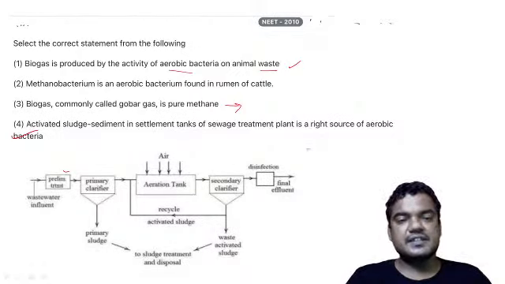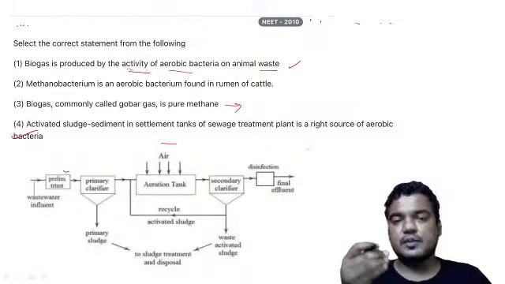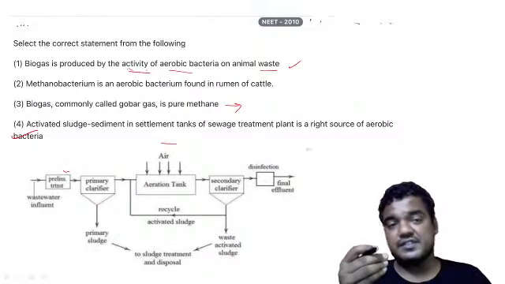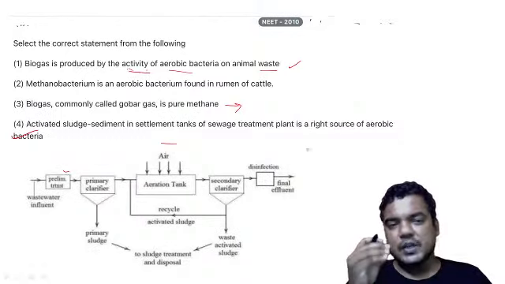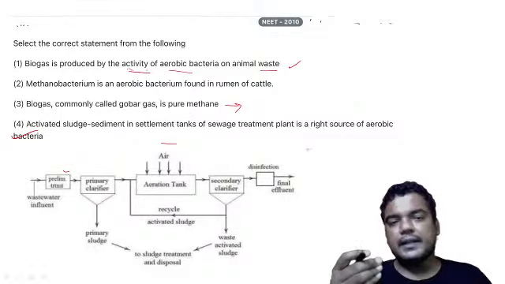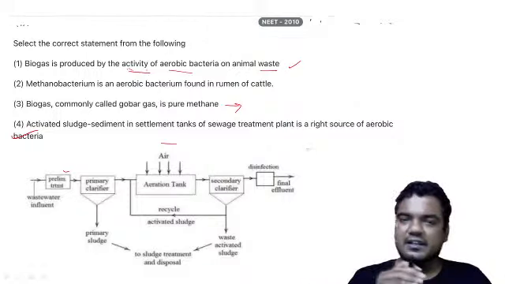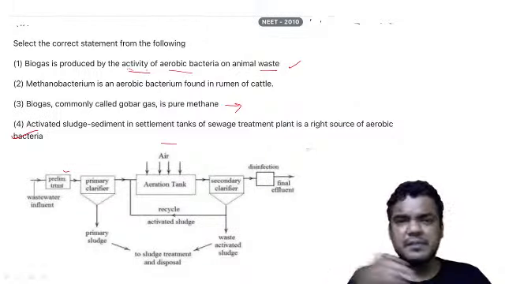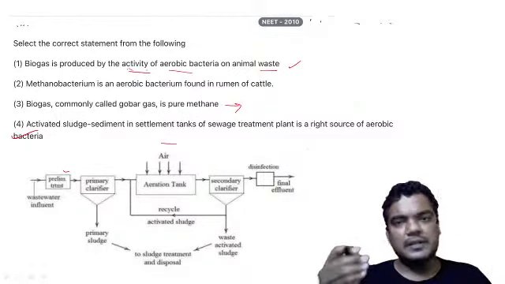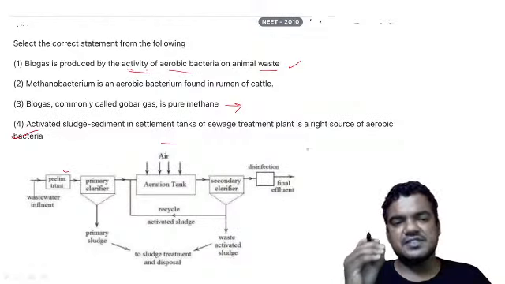Next, let us see the first statement given for this question. Biogas is produced by the activity of aerobic bacteria on animal waste. No. This biogas is produced from the animal waste, but not using aerobic bacteria. Aerobic bacteria cannot produce it; bacteria like methanogens produce this biogas. So the right statement for this one is the fourth one.